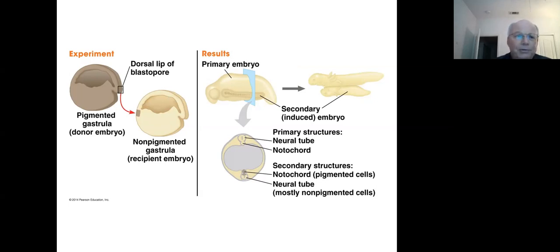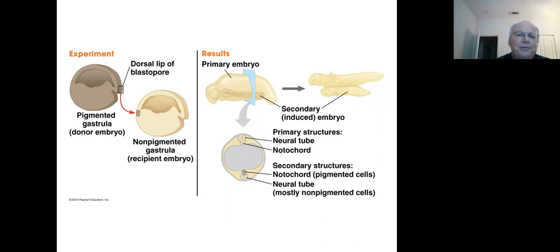And when you inhibit dorsal growth, what you get is ventral. So BMP4 is generated on the ventral side of the embryo, and its presence inhibits normal dorsal growth. And so you get ventral.